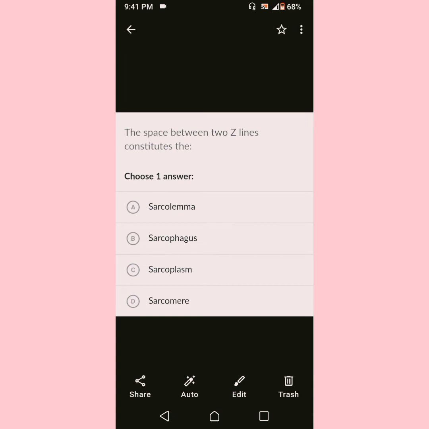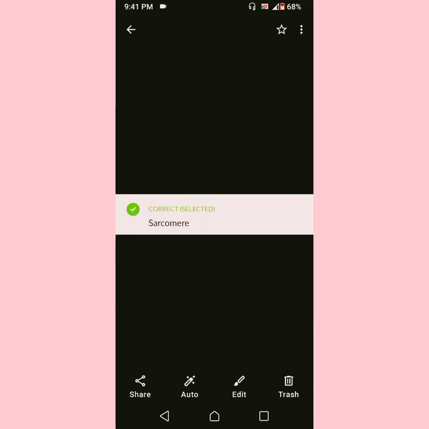Next MCQ is the space between two Z lines constitutes the. Option A sarcolemma, option B sarcophagus, option C sarcoplasm, option D sarcomere. The correct option is sarcomere.